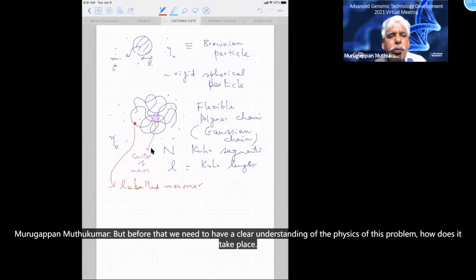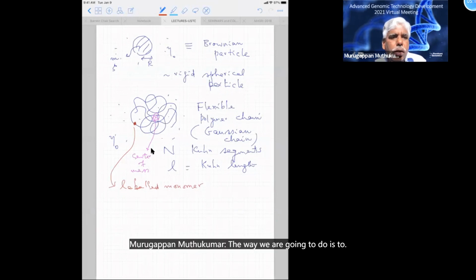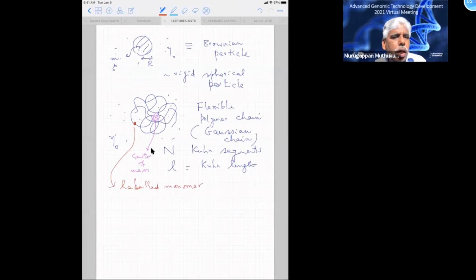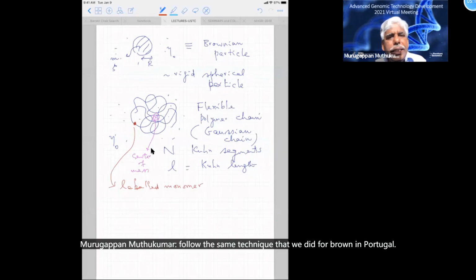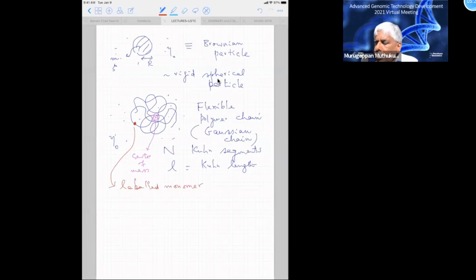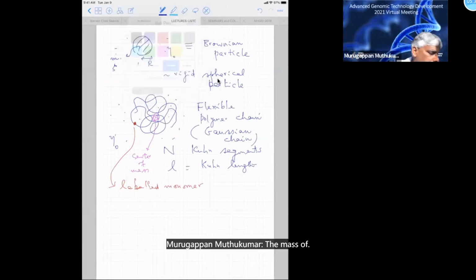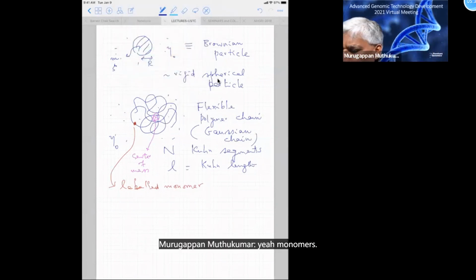But before that, we need to have a clear understanding of the physics of this problem. How does it take place? The way we are going to do it is to follow the same technique that we used for the Brownian particle. And what did we do for the Brownian particle? Let me write down the mass of a monomer.